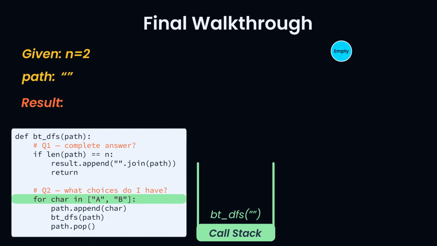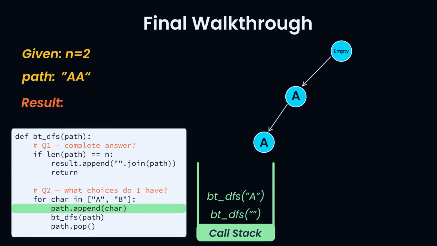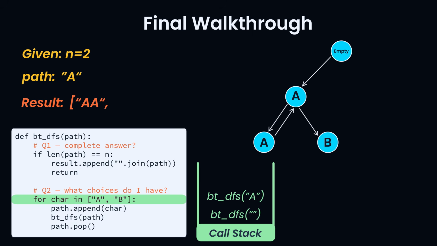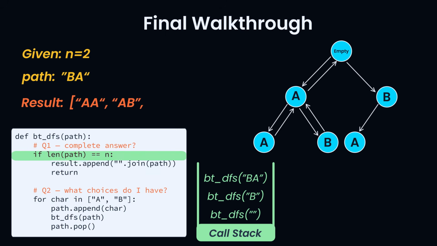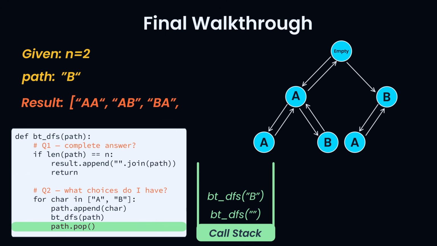Empty path. Choose A. Path is A. Not done. Go deeper. Choose A again. Path is AA. Length 2. Record AA. Pop. Path is back to A. Choose B. Path is AB. Length 2. Record AB. Pop. Path is A. No more choices from A. Pop. Path is empty. Choose B. Path is B. Go deeper. Choose A. Path is BA. Record BA. Pop. Path is B.